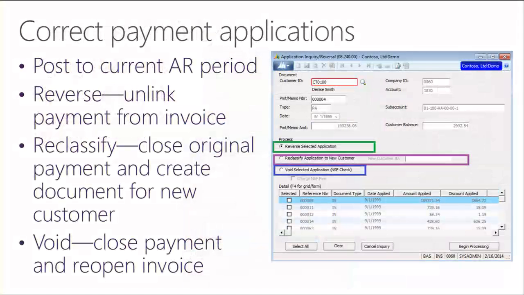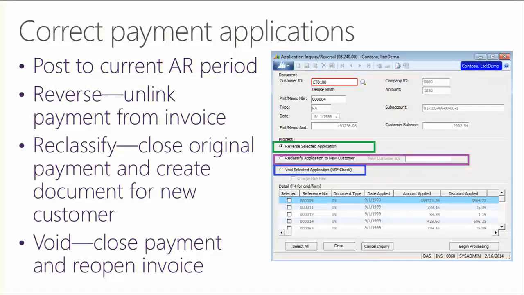Payment application. I get a lot of calls about, I entered my payment, I applied it to the wrong invoice, right? Hate when it happens. So what do you do about it? You can void the payment. These three options in the payment application inquiry reversal screen allow you to do three different things with a payment. First one is reverse it.